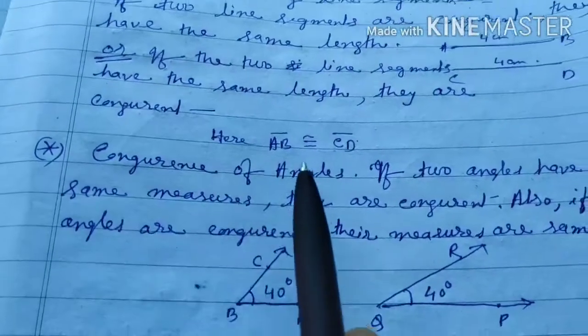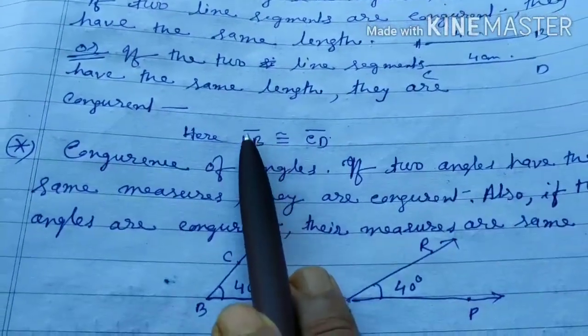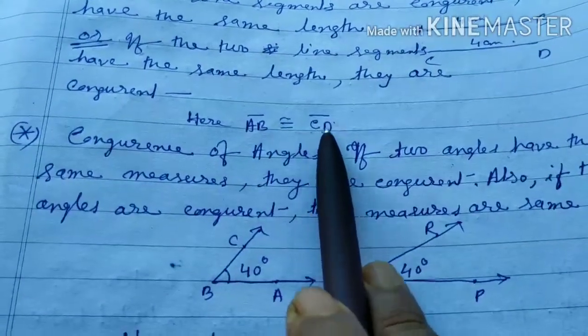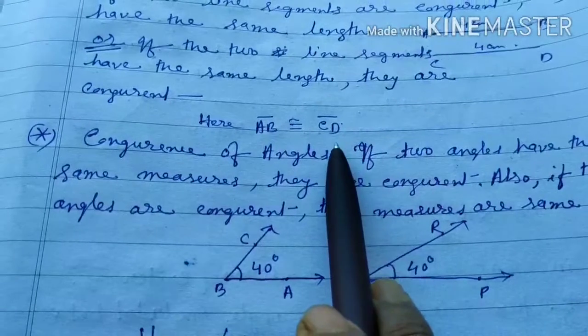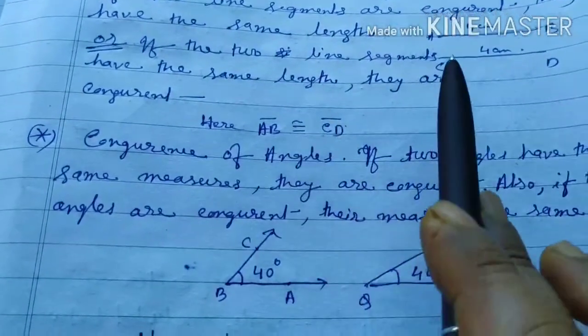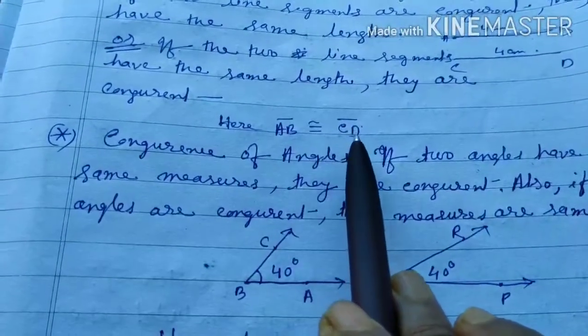Then symbolically, we can write AB is congruent to CD, or simply AB equal to CD. So if two line segments have the same length, they are congruent.